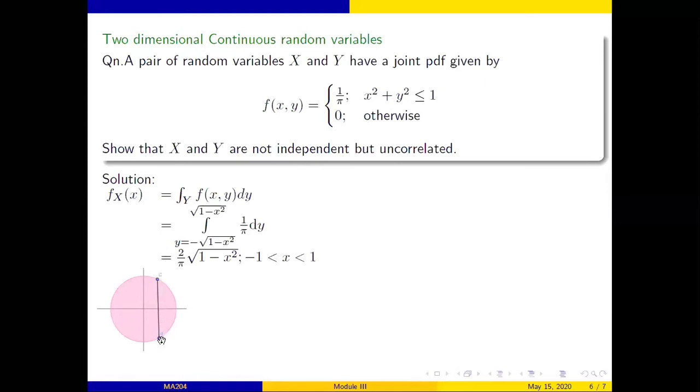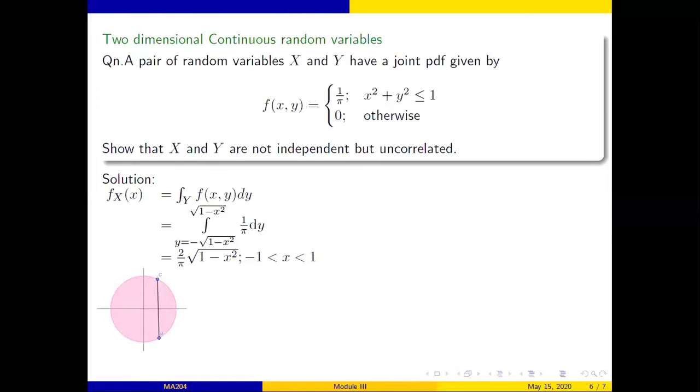The lower point of the vertical line is a point on the circle. Similarly, the maximum point is also a point on the circle. For the lower point, y square is equal to 1 minus x square. So y is equal to plus or minus root of 1 minus x square, and minus root of 1 minus x square is the value for the lower limit, because the lower limit falls in the fourth quadrant.